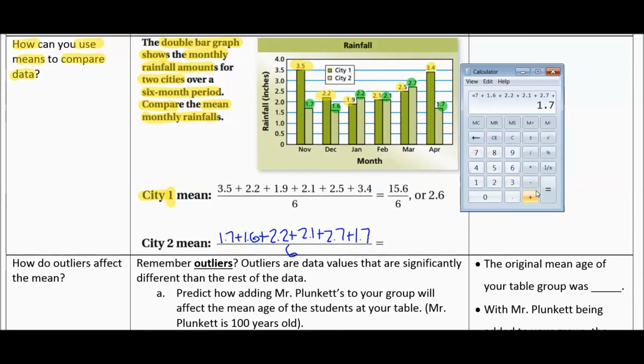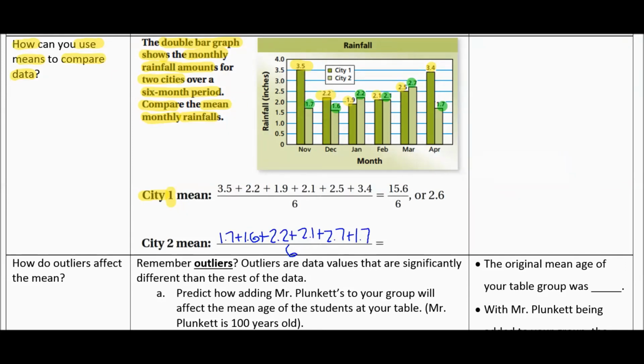So I should get a sum near 12, since 6 groups of 2 should be near 12. Oh! It's exactly 12. I'm very impressed with myself. When you're inside all day, sometimes you get impressed by slight things. So this was 12 divided by 6, so the average is 2. City 2 has only 2.